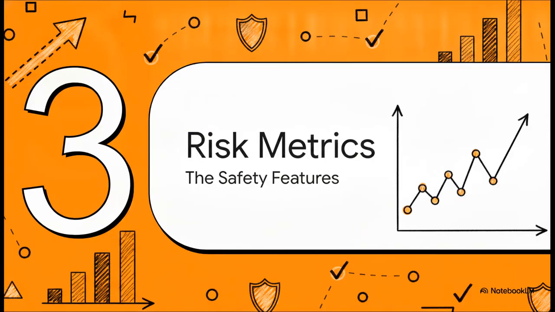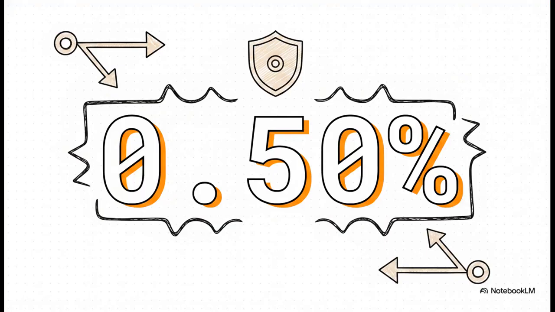All right, let's decode the actual risk metrics. What are the specific safety features we're looking at here? Look at this single standout number, 0.50%. That is the fund's standard deviation over a trailing 3-year horizon. Standard deviation just measures how wildly a fund's returns swing up and down. Having a number this insanely low means the returns barely deviate from their average. It totally proves the supreme stability of the fund.